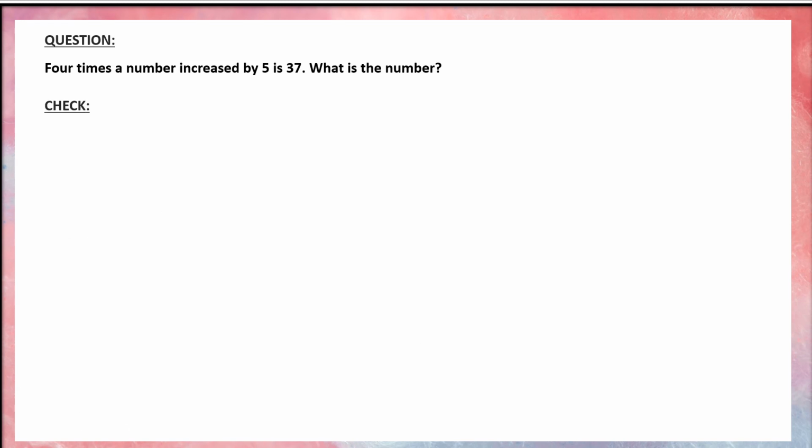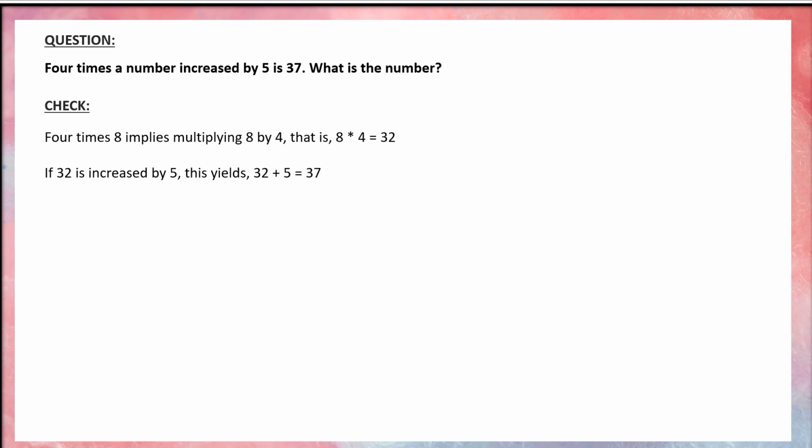So we'll just quickly check. 4 times a number, that is 4 times 8, implies multiplying 8 by 4, and that's 32. And if 32 is increased by 5, we have 37. So this satisfies and represents the question above, where the result is 37. So the starting point, which is the number we solved for, 8, is correctly solved. Thank you.